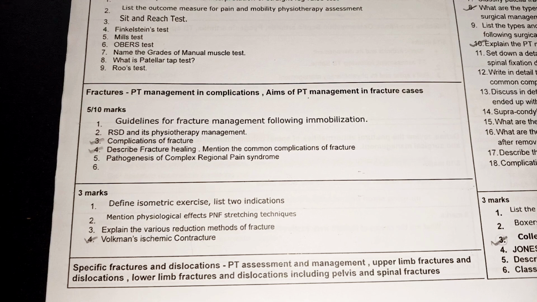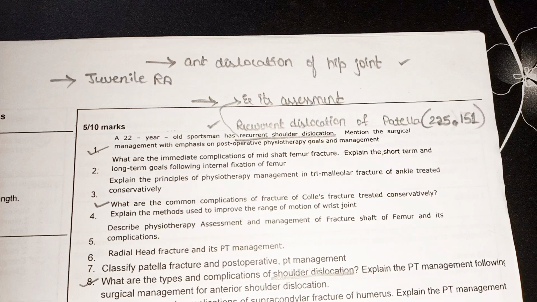In the next topic, we have fractures and dislocations. In this, the important 5 or 10 mark questions are: the first one, it is related to recurrent shoulder dislocation, and in this, you need to mention the surgical management and post operative physiotherapy goals and management. Second one, what are the immediate complications of mid shaft femur fracture? Explain the short term and long term goals following internal fixation of femur. Third one, explain the principles of physiotherapy management in trimalleolar fracture of ankle treated conservatively.